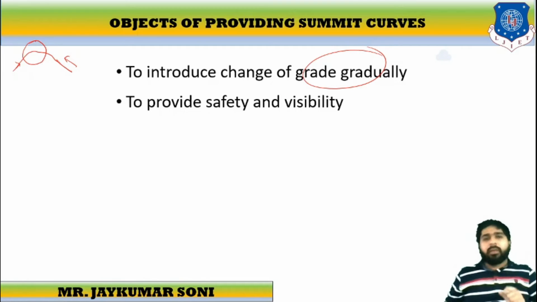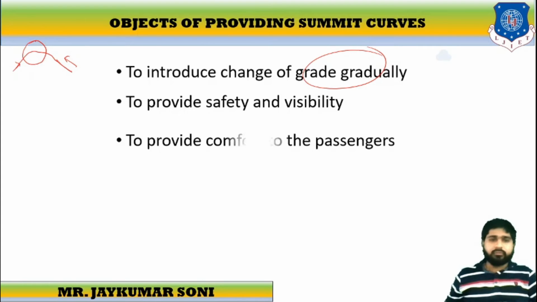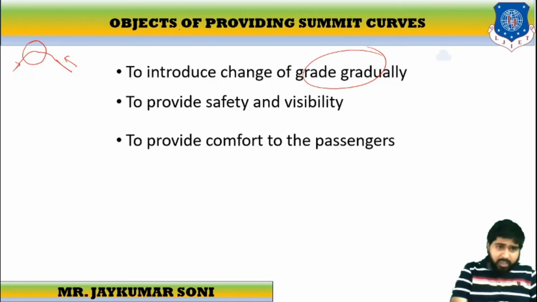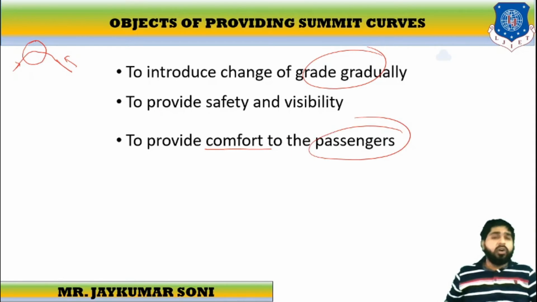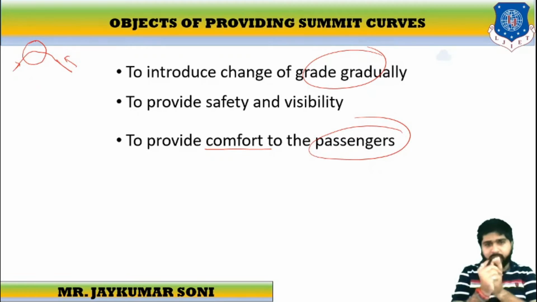With the provision of a summit curve, the safety and visibility can also be increased. And provision of these curves will increase the comfort and convenience to the passengers or clients. So the objects of providing summit curves are: first, to introduce the change of grade gradually; second, to provide safety and visibility; and third, to provide comfort to the passengers.